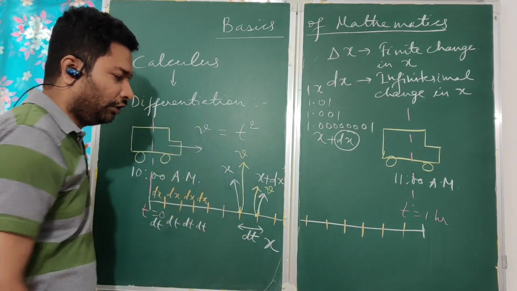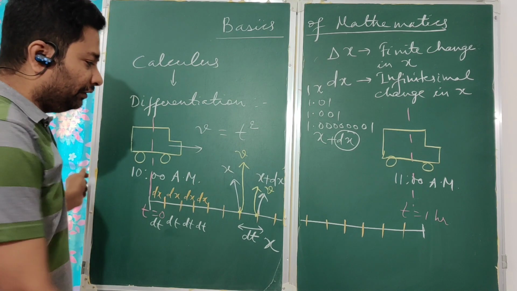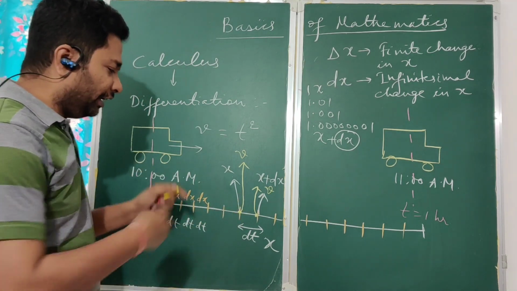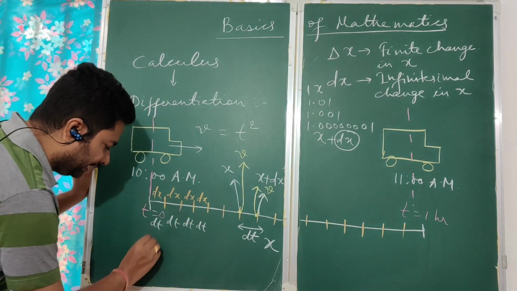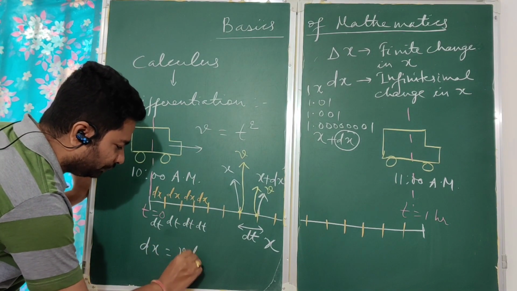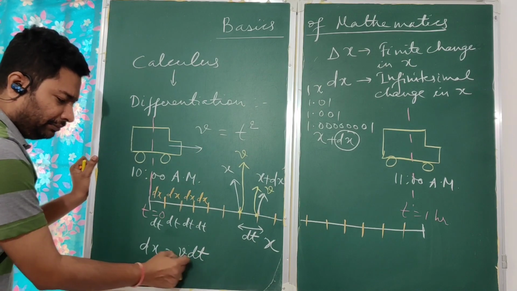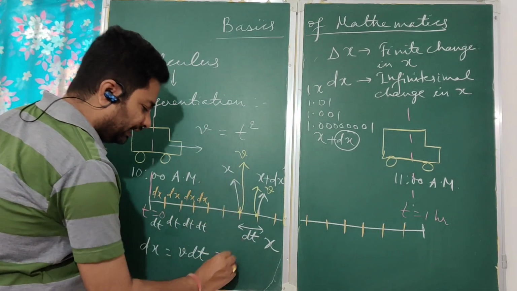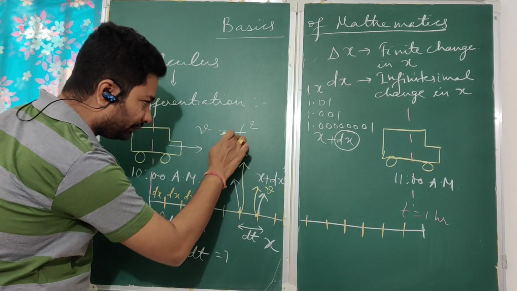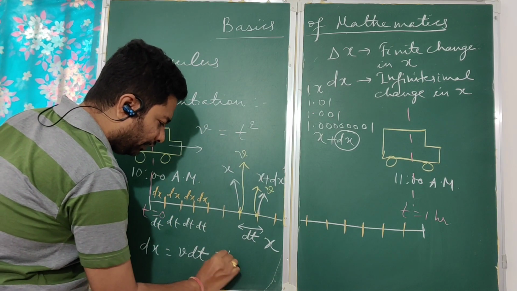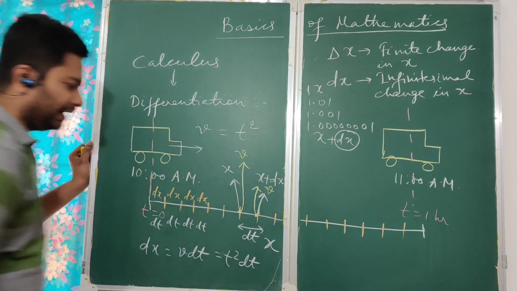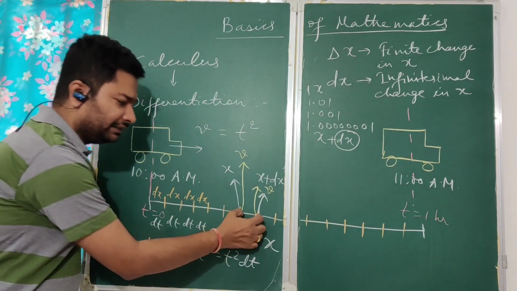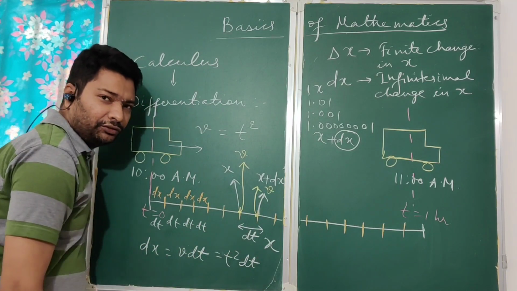It has not changed. So if velocity has remained the same, for a body moving with constant velocity we know the formula. What can we write? We can write dx is equal to v into dt, speed into time, that is distance. So v is t square, and now you can write it as t square dt. Correct? So now you have determined the dx value. It is t square into dt.